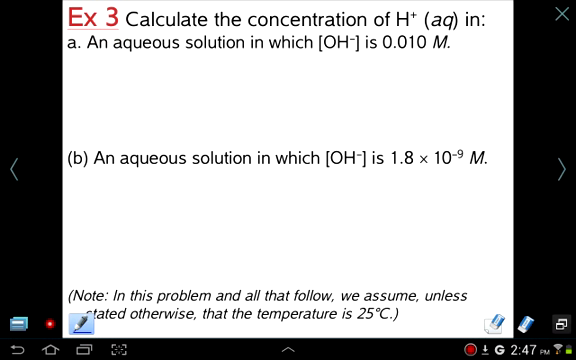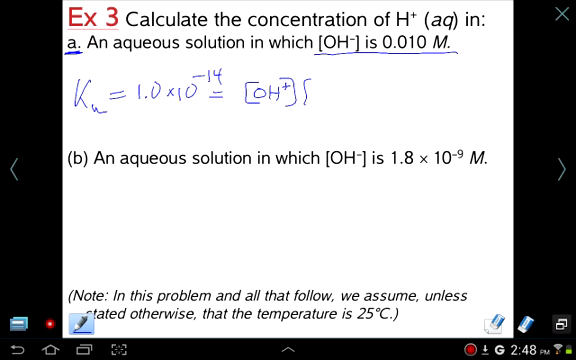Here we're asked to calculate the concentration of H+ in the following solutions. In A we have a solution that has a hydroxide concentration of 0.010, and we're going to use our Kw expression. Kw, we said, was 1.0 times 10 to the negative 14, which, if we write it out, is [OH-] times [H+]. I realize that I'm writing H+ instead of H3O+, and H3O+, the hydronium ion, is exactly the same as H+. Sometimes, for brevity, we ignore the water and write H+, but these are exactly the same.